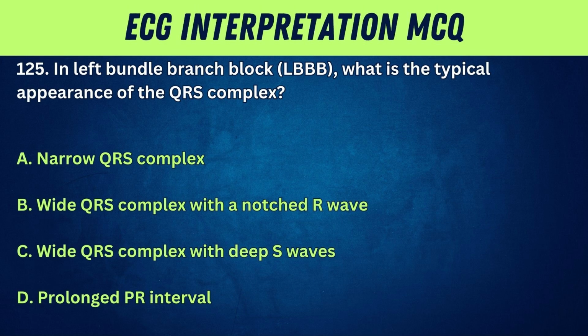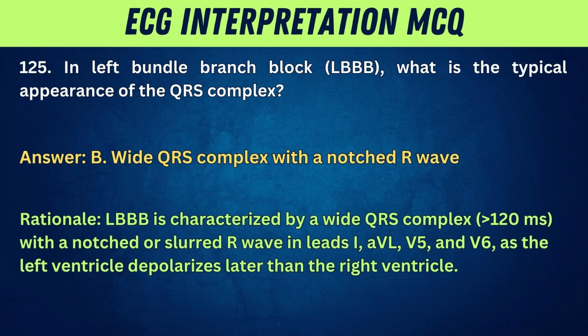125. In left bundle branch block, LBBB, what is the typical appearance of the QRS complex? A. Narrow QRS complex. B. Wide QRS complex with a notched R wave. C. Wide QRS complex with deep S waves. D. Prolonged PR interval. Answer: B. Wide QRS complex with a notched R wave, rationale.